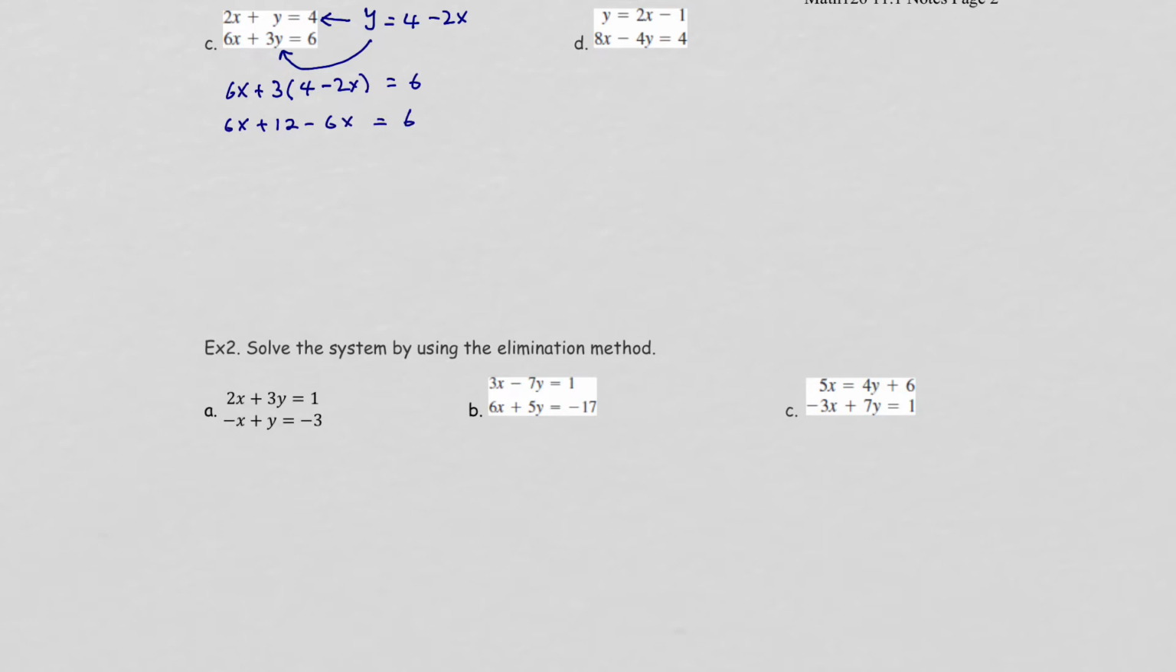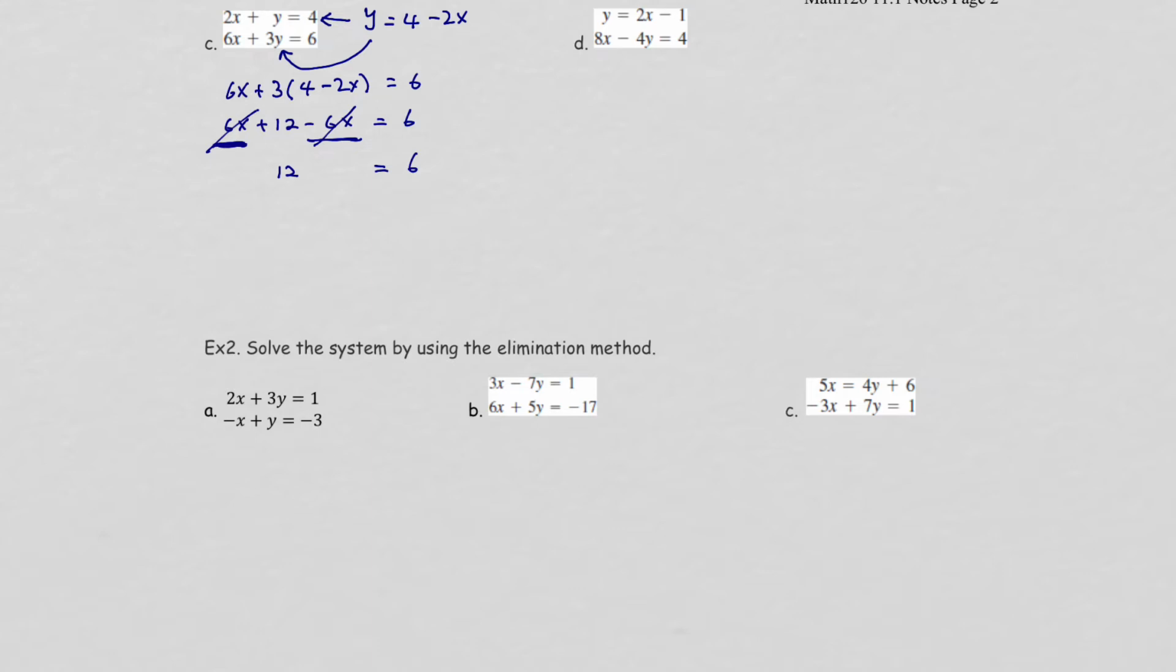When I combine the like terms, this 6x is the like term, one is positive, one is negative, so it cancels out each other. It means I no longer have a variable. I have 12 equals 6. So when your variable disappears, you are either going to have many solutions or no solutions.